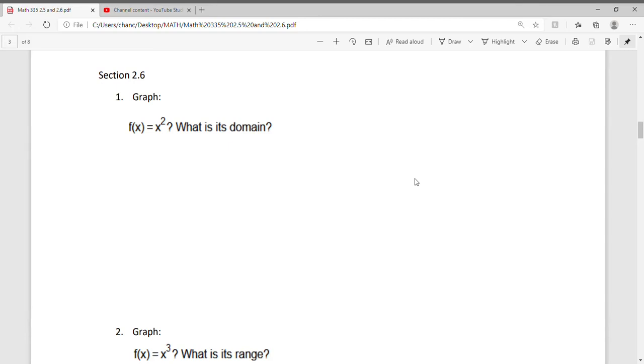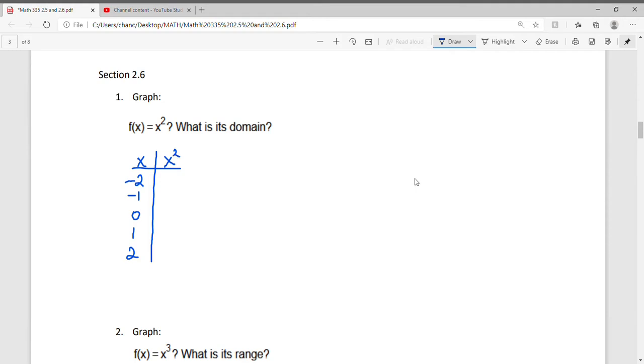In today's lecture, let's go over section 2.6. Question 1, let's graph f of x equals x squared and determine what is the domain. For these questions, I like to make a table. I want to figure out what x I'm going to use, and I'm just going to pick randomly -2, -1, 0, 1, and 2. And on the right side, let's figure out what x squared is.